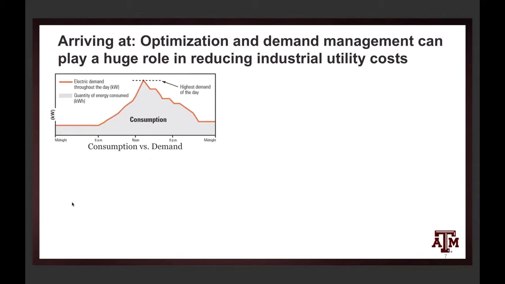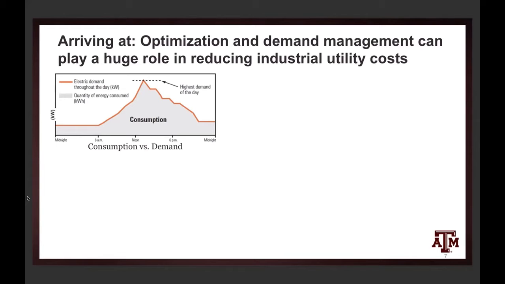So arriving at the optimization side of things and the demand management side of things, how could this play a huge role in reducing industrial utility costs? Because I know all of you are IAC students, I'm sure we all understand the basic difference between energy consumption and electrical demand. One is the total amount of energy you're using or consuming, and the other is the maximum instantaneous energy throughput that's going through your plant at any specific time, right?